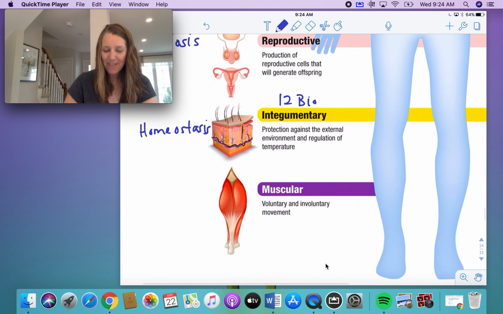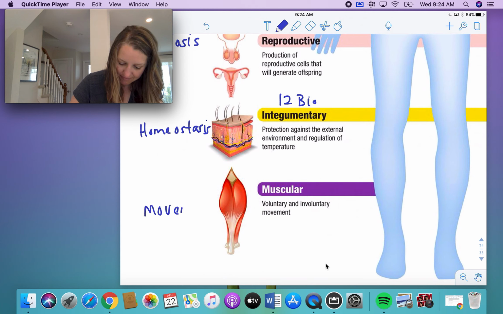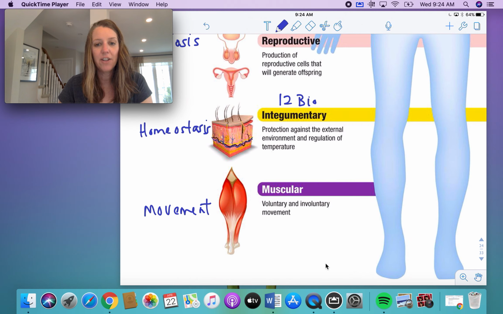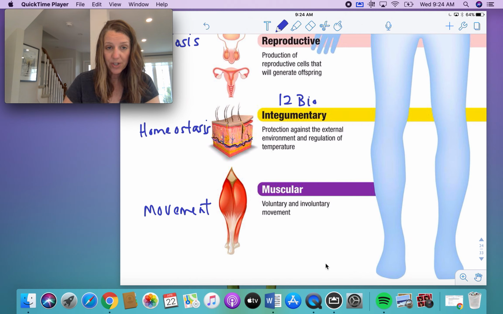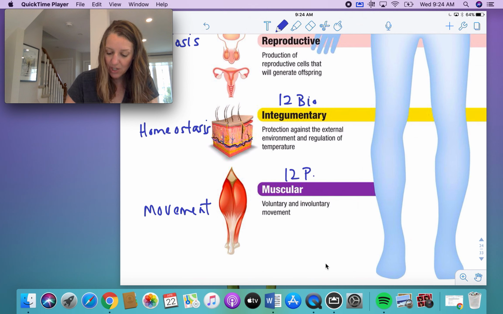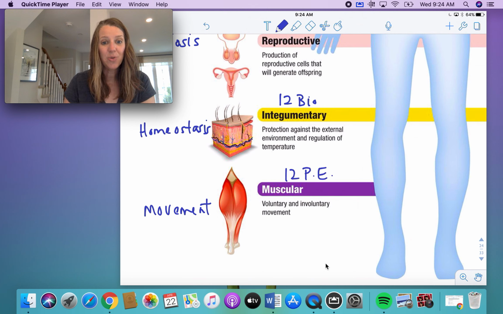Okay, the next one, you have your muscular system. What word would you use to describe your muscular system if you could only have one word? Movement? Yeah. Okay, movement. And so you can see here you've got voluntary, involuntary movement. The course that you take in high school, if you're interested in learning more about the names of the muscles and how those muscles actually contract, is the grade 12 kin course, where you talk all about muscles and how they work.